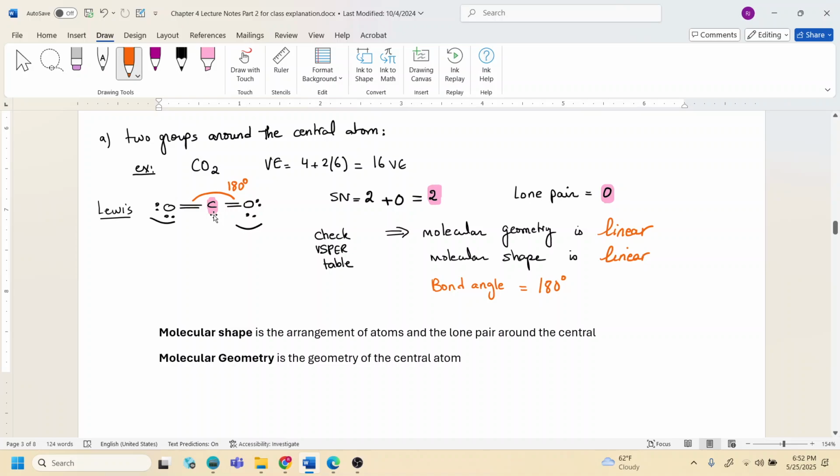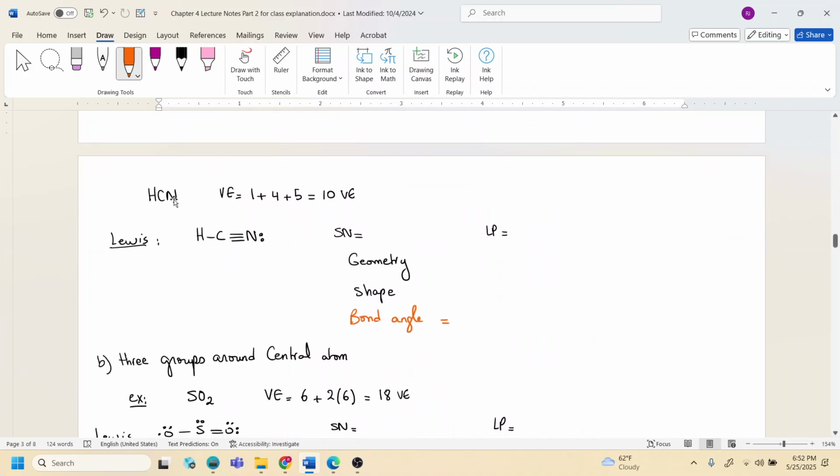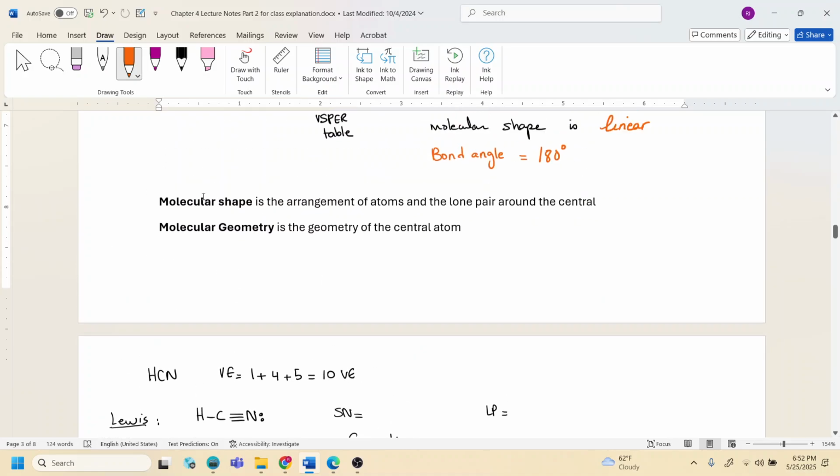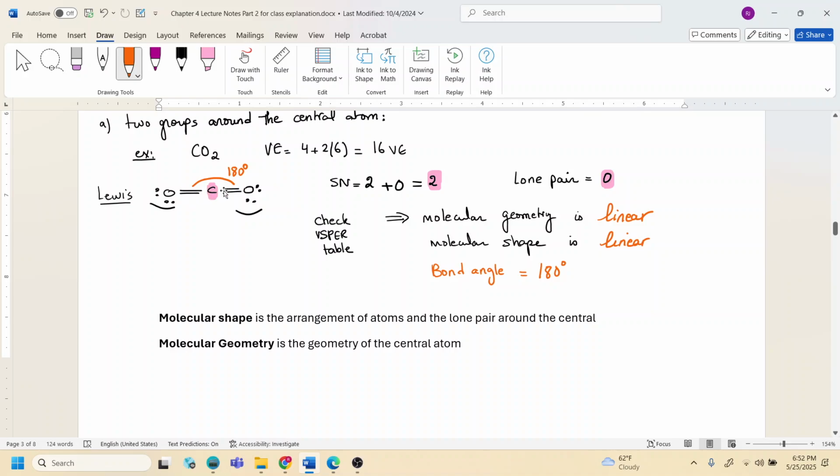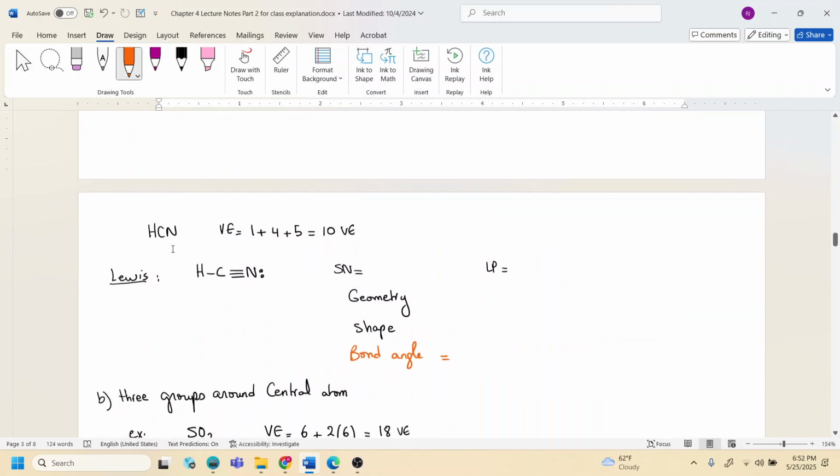So if there's any lone pair on the central atom, then the geometry will be different than the shape. Shape will be completely different in there. Let's have another example. HCl. Okay. By the way, let me go up there. All of these bonds that you see, these are covalent bonds. These are two nonmetals in there, so these are covalent bonds.